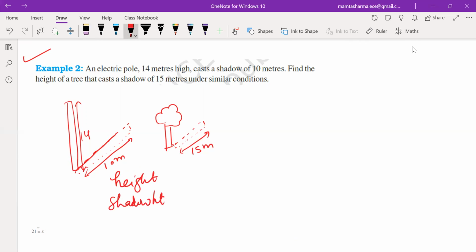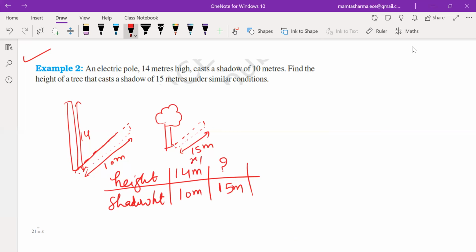Okay. Now you can make this table so that there will be no more confusion. For 14 meter height, the shadow height is 10 meter. Find the height of the tree. You have to find out this height that casts a shadow of height 15 meter.